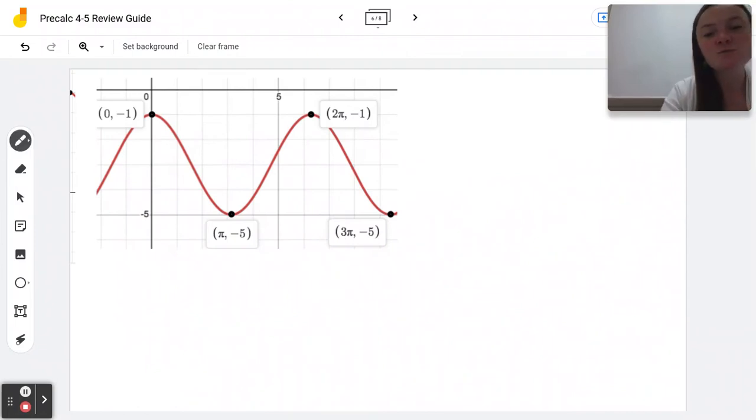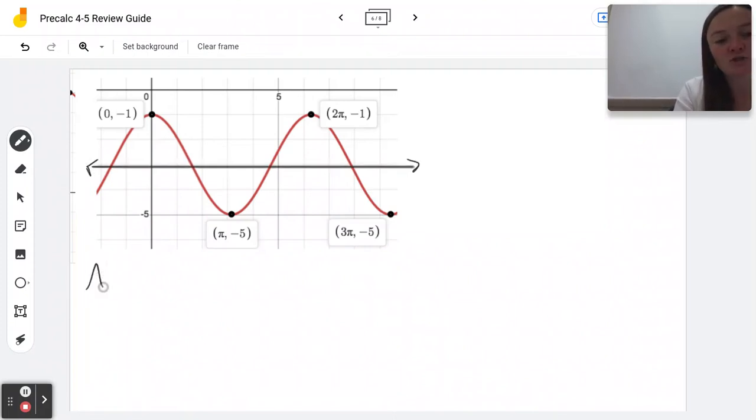Okay, so for our next one, we're going to find a sine or cosine graph. The first thing we should probably establish is the midline. That's probably the most important thing that we can do. Let's go and answer some questions. We want to know what the amplitude is.